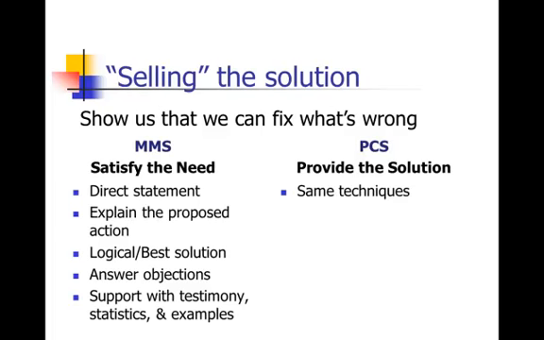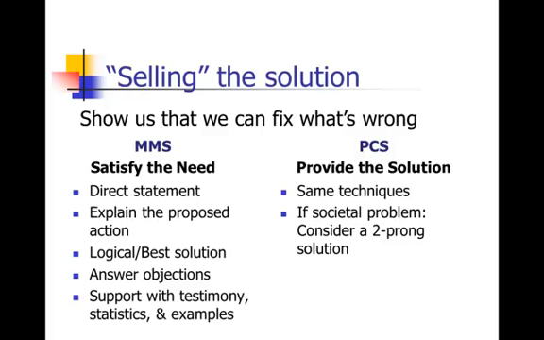In problem-cause-solution, you'll use those same techniques. If you are addressing a societal problem like, say, illiteracy, consider a two-pronged solution. What can the audience do to help solve the problem, and what should others, like businesses or government, do to help solve the problem? Why both types of solutions? Because if we can't help with illiteracy, why did you tell us about this problem in the first place? We can't do anything to help.